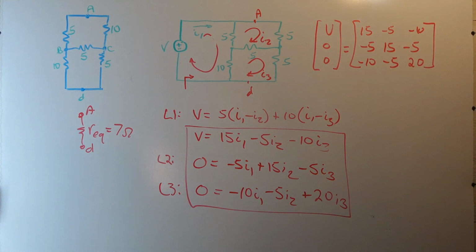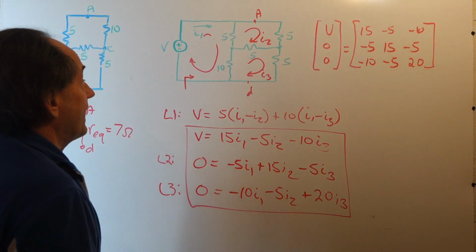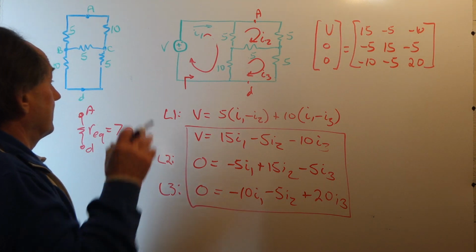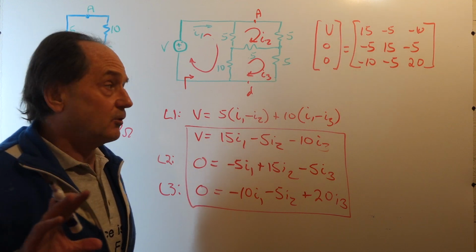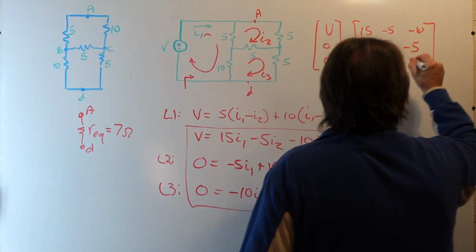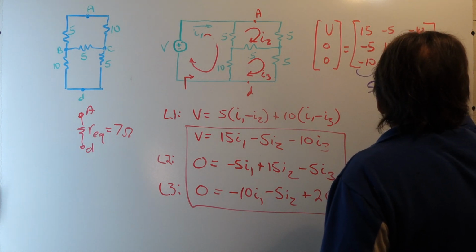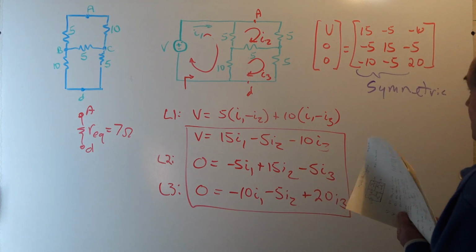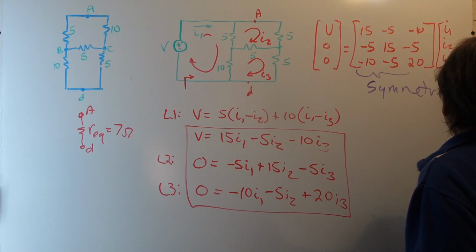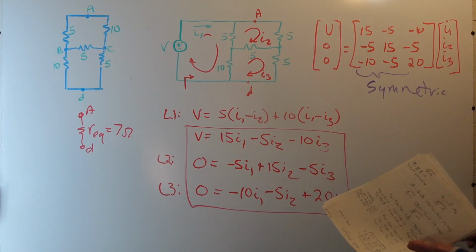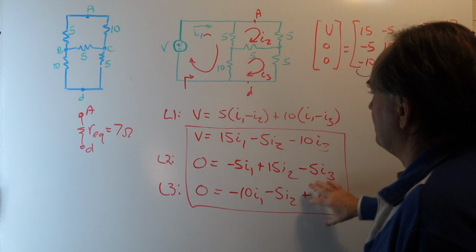Now, the thing to notice, and this is a good check on yourself, is that whenever you have a network that only has independent sources, no dependent sources, the impedance matrix will always be symmetric. I need to finish this equation. I've got to write this as another matrix, I1, I2, I3. Okay, so this is the matrix representation of this system of three equations.